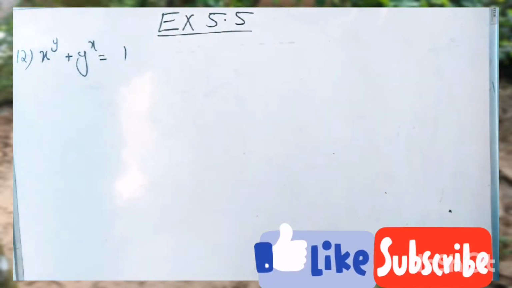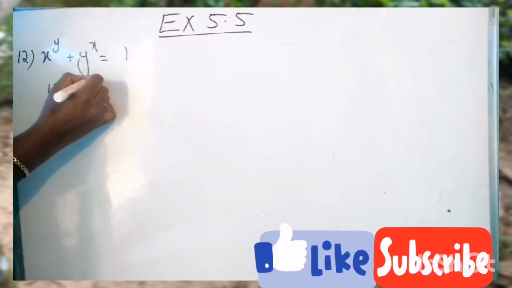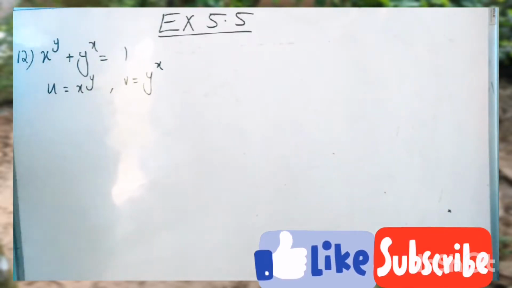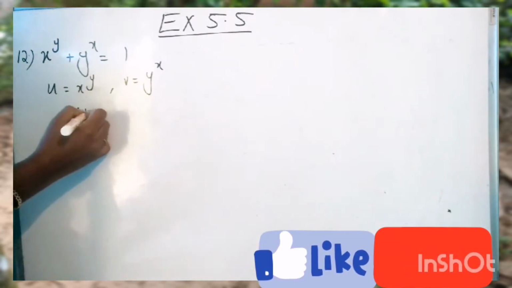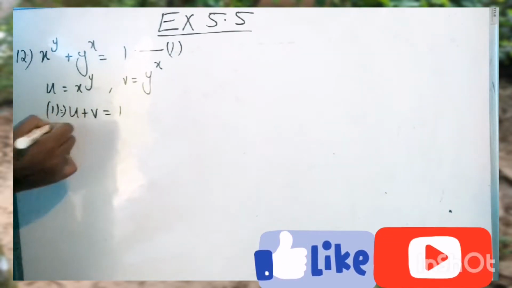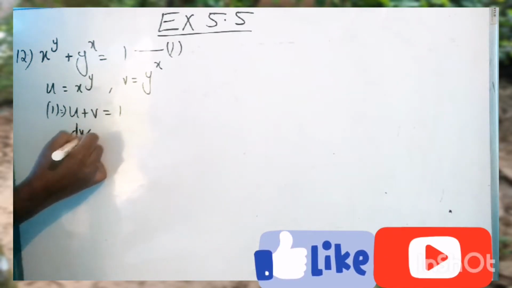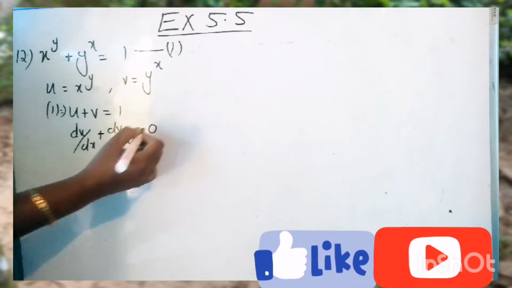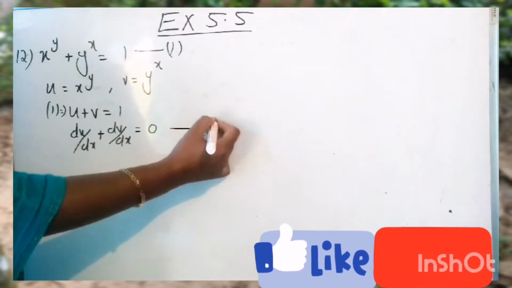Okay, what we will do is we will take u is equal to x raised to y, v is equal to y raised to x. Then we will get u plus v equal to 1. Equation number 1 implies u plus v is equal to 1. Now just take the derivative. Then du by dx plus dv by dx is equal to 0, because the derivative of a constant is 0. Put it as equation number 2.